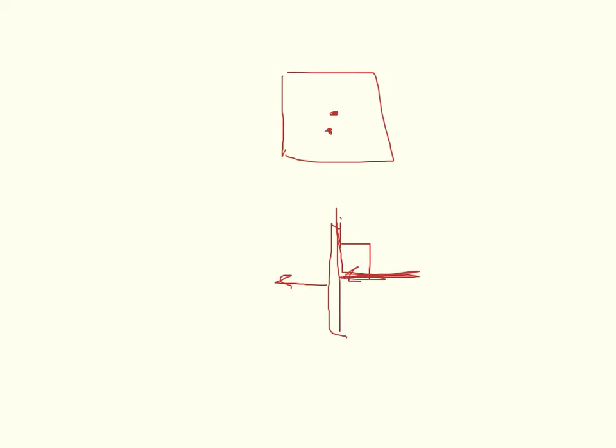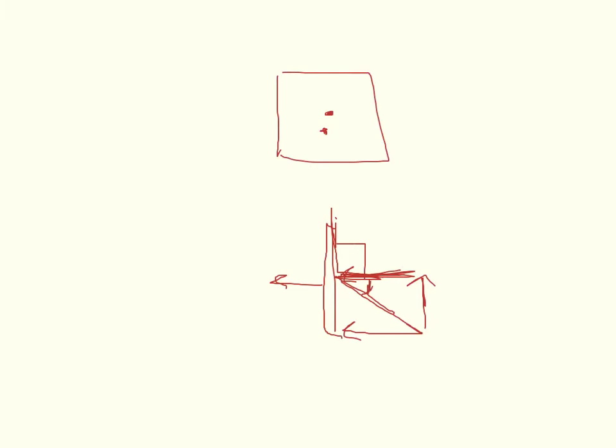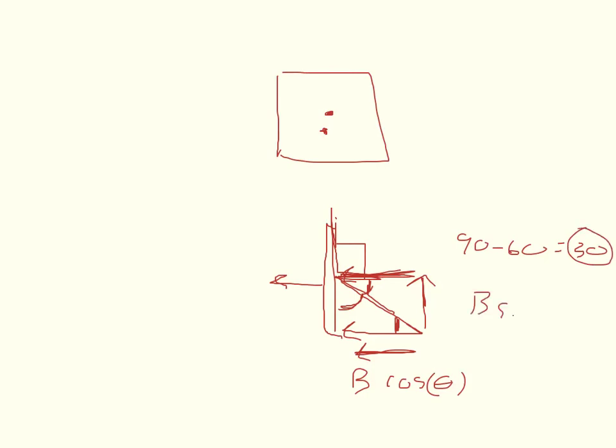Then in part B, it says 60 degrees to the normal. So here's the normal, normal to the plane of the loop, and 60 degrees from that is my magnetic field. I've got two components: a vector that's parallel to the loop, and a vector that's perpendicular to the loop. Since this angle right here is the same as this angle right here, my perpendicular component is the magnetic field times the cosine of theta. If we wanted to express this in terms of the sine of theta, this angle right here would be 90 minus 60, so it's 30. If we defined our angle as 30 degrees, then it would be B times the sine of 30, and the sine of 30 and the cosine of 60 are equal.